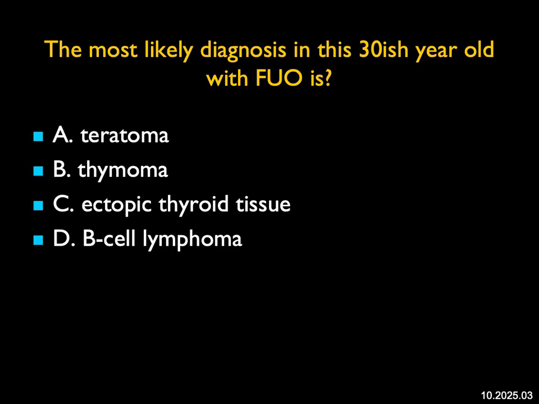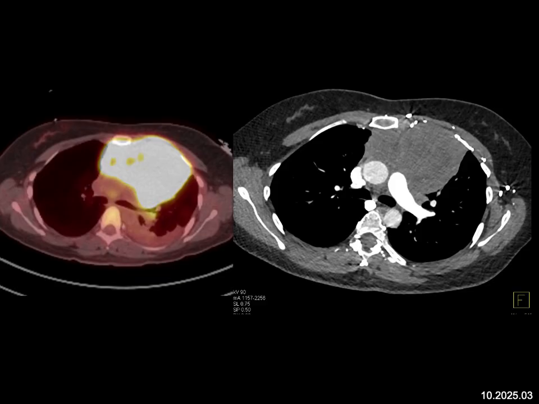The most likely diagnosis in this 30-ish-year-old with fever. Well, what do you see? A large anterior mediastinal mass, and from CT, all of those possibilities, 3 T's and an L, would be possible. Very hot on the PET. When it's that hot on the PET and it's fairly homogeneous on the CT like it is the soft tissue, this is going to be B-cell lymphoma.